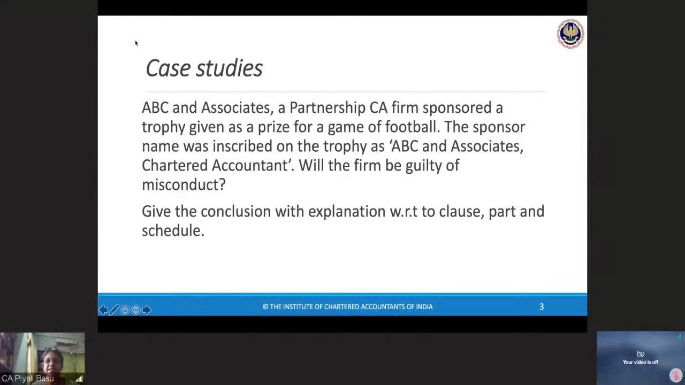But because he has used ABC and Associates along with that a suffix, chartered accountant, that is giving rise to what? Clause 6 is solicitation, advertisement, right? So you cannot solicit, you cannot advertise. So he is guilty of misconduct under clause 6 part 1 first schedule.